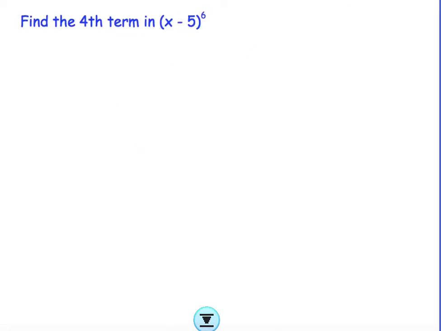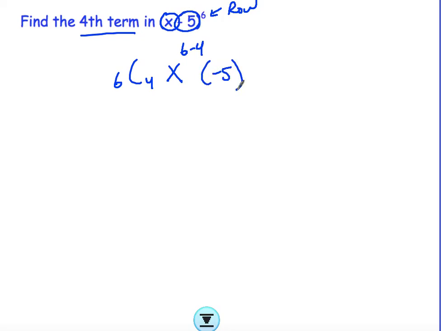All right, let's try one more of this kind, and then we have a different set. Okay, so the 4th term. Remember, 6 is the row, and the term is the 4th. So that would be 6 choose 4. Whatever the first thing listed is, write that down, and then subtract: 6 minus 4. Whatever the second thing is, that was a negative 5, write that down and raise it to whatever the term is.